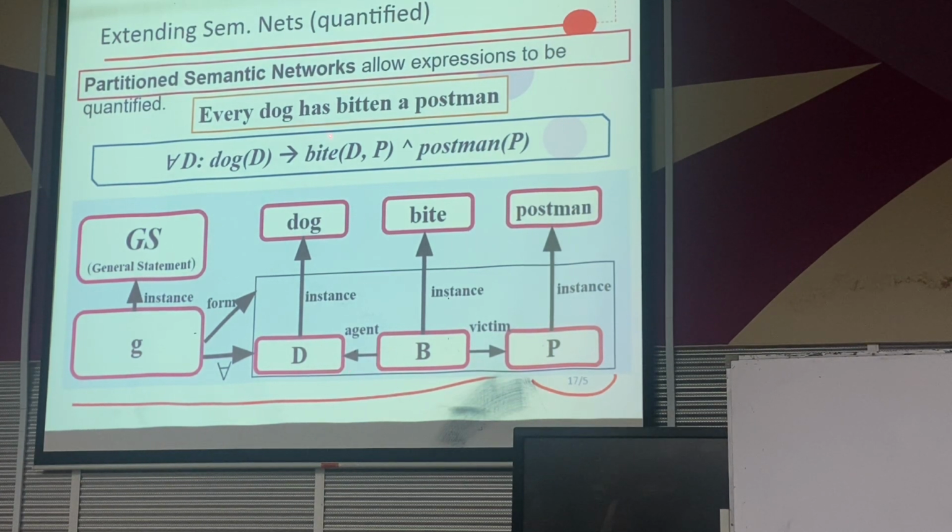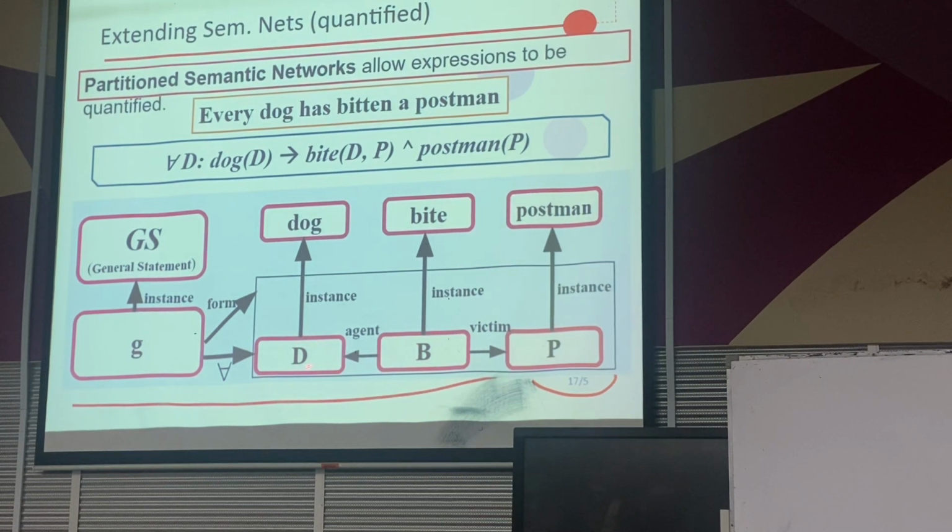Okay, so we can actually draw the semantic network for dog has bitten the postman first. So this every here is actually a quantifier. So we leave it first. Okay, we draw the semantic network for this part. So we know that this is a bite event. So B is the instance of the bite, and then inside this event, who is the agent? Okay, we have a D here. So what is D? It is an example of dog. Okay, what is P here? It is just an example of postman. So this is one of the semantic networks.